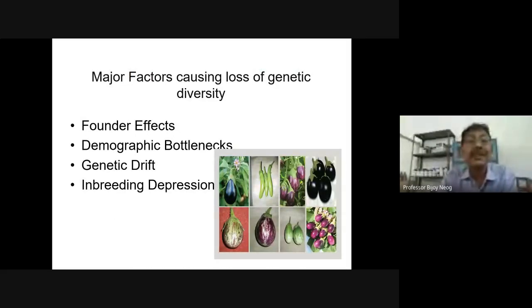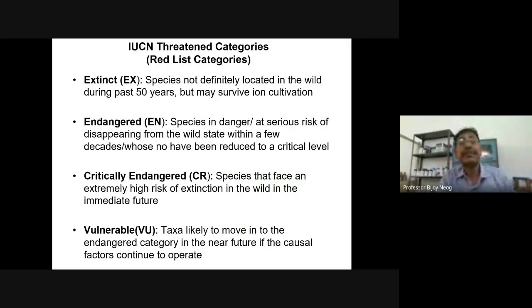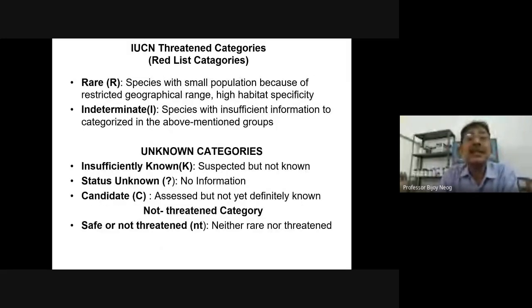All of you know the founder effects, demographic bottlenecks, and genetic drift. These are the major factors. We are losing genetic diversity among the vegetables, among the medicinal plants, among the fruit varieties, horticultural fruits, and so many things. This is a common thing; I've seen the red list categories.